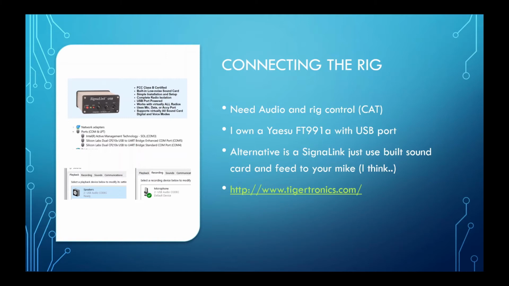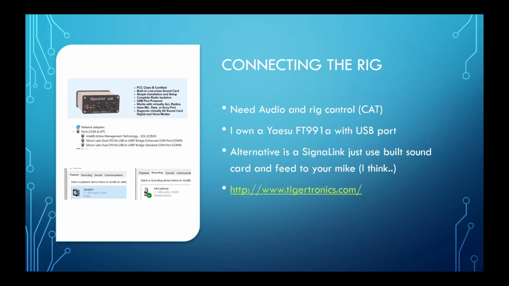So you need to connect your rig, your amateur radio, to the computer. Most modern rigs have USB connectors on them. I run a Yaesu FT991A, and it has a USB port on the back. As soon as you plug the USB port into the computer, I get automatically a USB speaker and a USB microphone. So this is effectively like the speaker and the fist mic on the front of the rig. It allows me to send and receive audio to and from the rig.